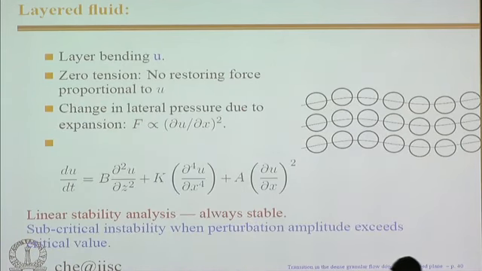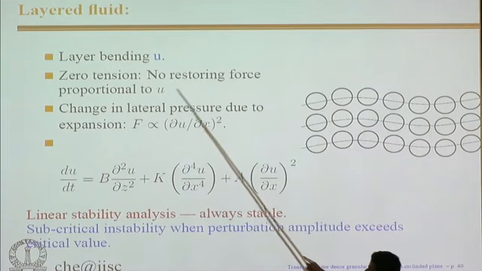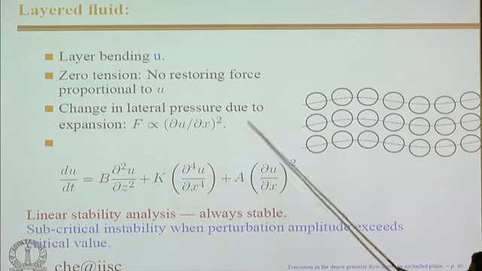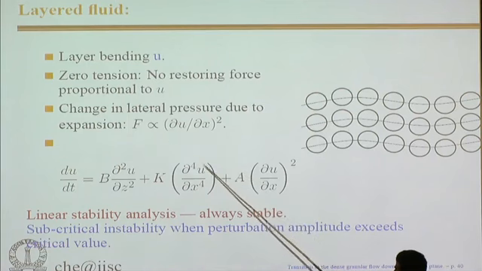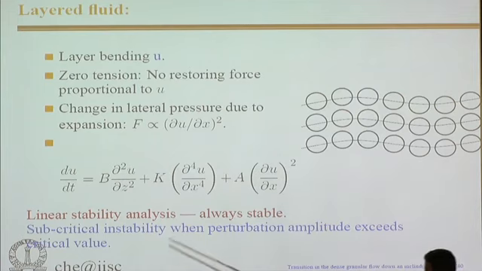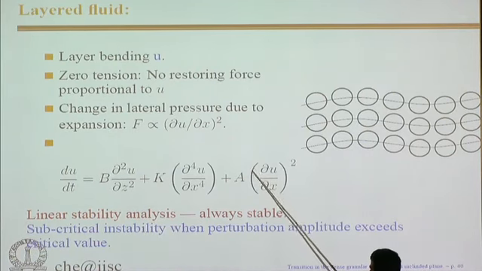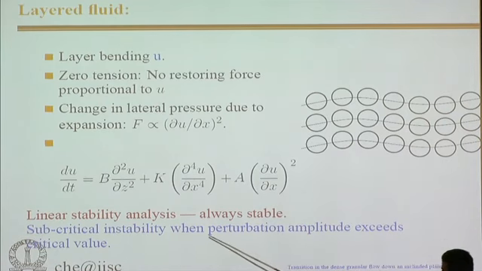There is also a bending effect due to the lateral pressure. If the system has zero tension, then you'll have no net restoring force which is proportional to u itself, but you will have an additional bending modulus and also a term due to the change in lateral pressure with respect to u. If you put all of this together, I don't have the time to go into that, but if you do a linear stability analysis, the layered state is always stable. But because of this destabilizing term, once the amplitude goes beyond a critical value, the system goes spontaneously unstable, and that propagates throughout the system.